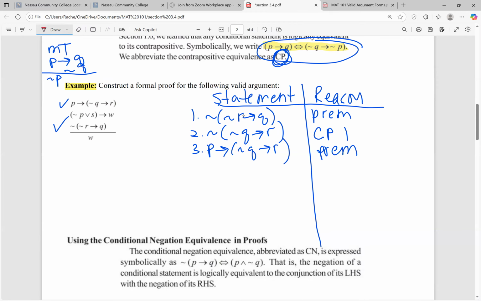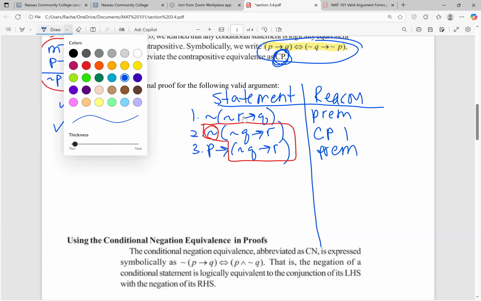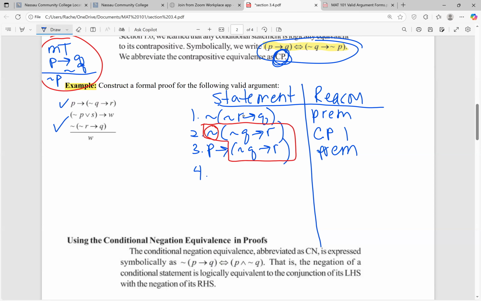And you could see the pattern for modus tollens, right? The right-hand side of statement 3 in the conditional is negated. We have the negation of that in statement 2, which is modus tollens. So we can conclude the negation of the left-hand side, or not P. So that reasoning is modus tollens on 2 and 3.